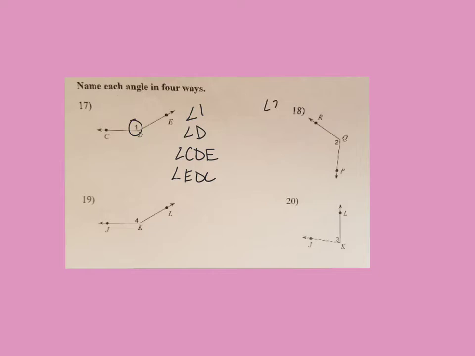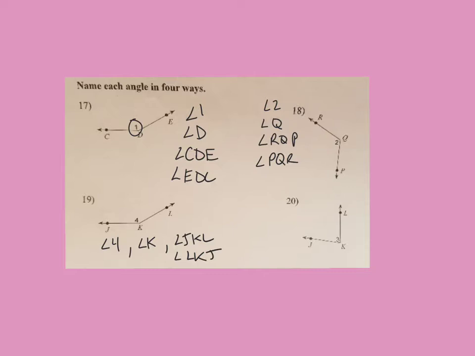18, very, very similar. Angle 2, angle Q, angle RQP. Remember, Q has to be in the middle. Angle PQR. That's it. 19, angle 4. You could also have angle just K, but most likely you're going to use angle JKL, or similarly you could say angle LKJ. Remember, all caps.